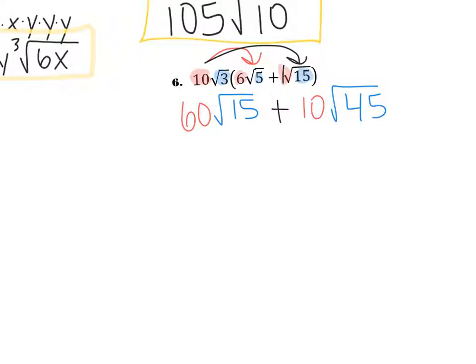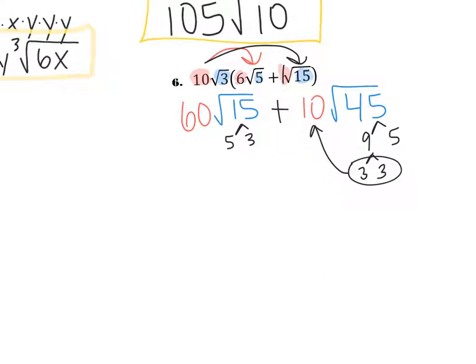And again, I want to look for, can I reduce, can I break down these radicals, maybe simplify them? Now 15 is made up of 5 times 3, so there are no pairs that I can pull out. So 60 square root 15 is completely simplified. But let me look at this 10 square root 45. We know 45 is made up of 9 times 5, and 9 is made up of 3 times 3. So I do have a pair of 3's that we can pull out of the radical.